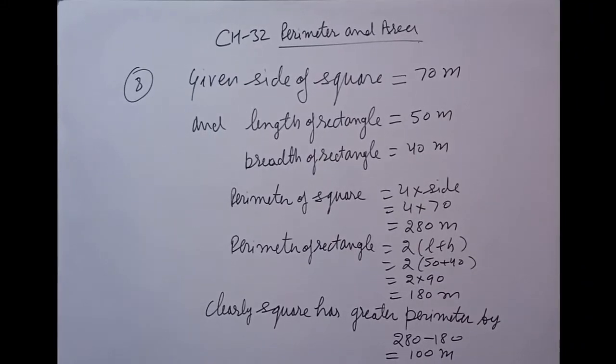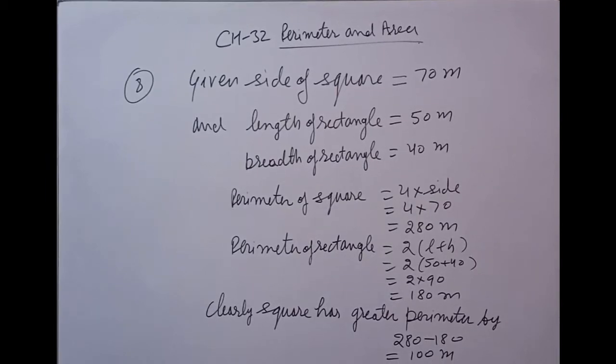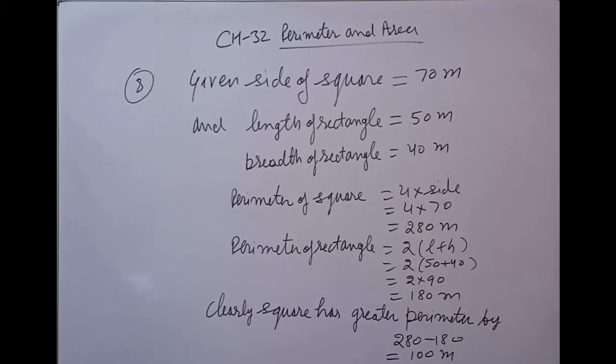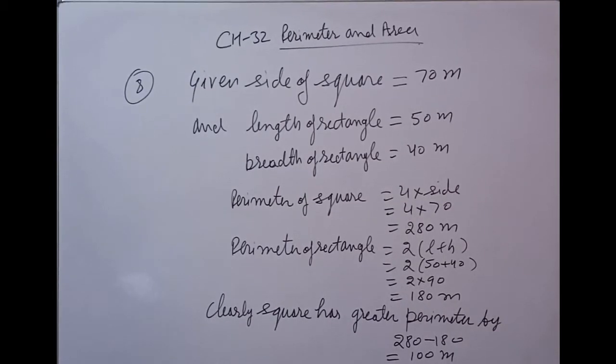Children, I am taking question number 8, in which given the square field has each side 70 meter, whereas the rectangle field has length 50 meter and the breadth 40 meter. So which of the two fields has greater perimeter and by how much? So first, whatever is given, just write it.